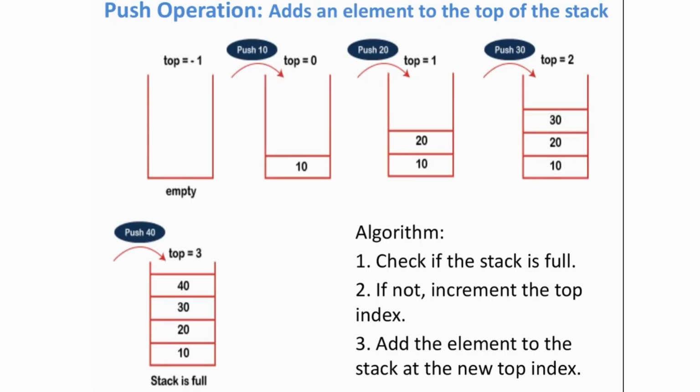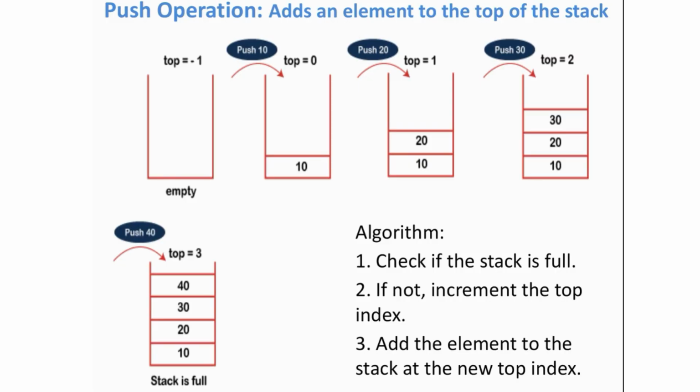Next, this figure shows how push operation adds an element to the top of the stack. So consider initially your stack is empty and that can be represented by top is equal to -1. If the value of top is equal to -1, we can say that the stack is empty. The first element to be inserted is 10. So we'll perform push operation on stack. After pushing 10 onto the stack, the value of top becomes 0.